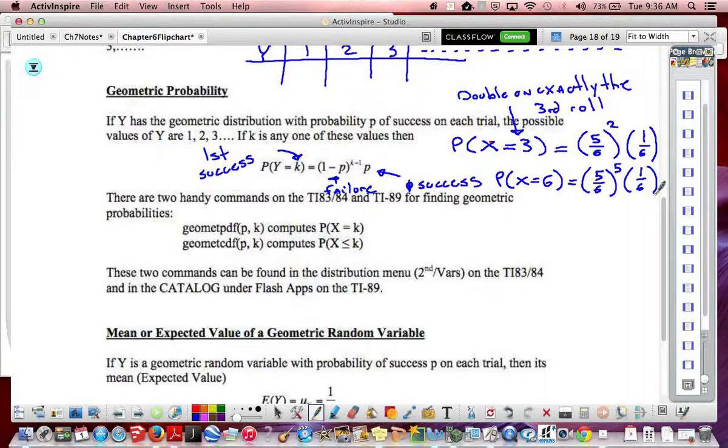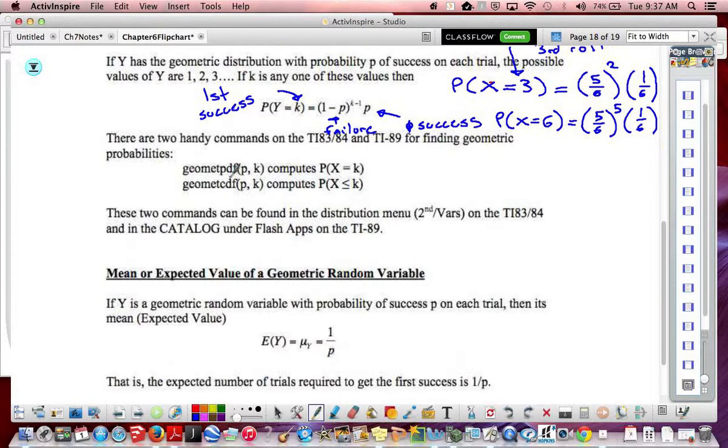So lots of times I find if it's an exact problem, it's sometimes a little bit easier to calculate it out by hand. Now here's the nice thing. Your calculator does these calculations also. Just like binomial PDF and binomial CDF, on your calculator you have these two functions: geometric PDF and geometric CDF. PDF, just like with the binomial, goes with the equals. The CDF, cumulative, goes with the less than or equal to.